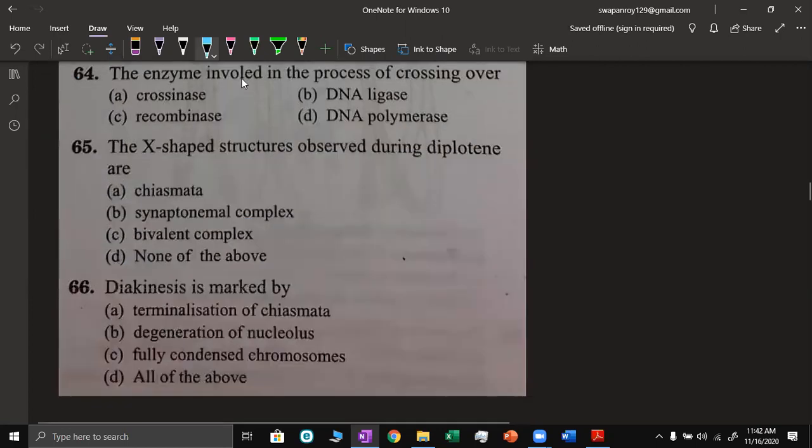Next question: the enzyme involved in the process of crossing over is recombinase, as I have already told. It is the enzyme which carries out the recombination, that is the crossing over. Then the X-type structure observed during the diplotene is called chiasmata. You can see the diagram.